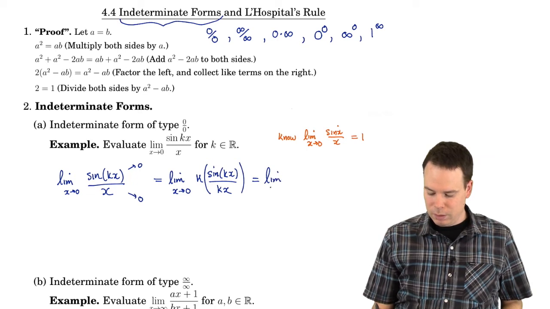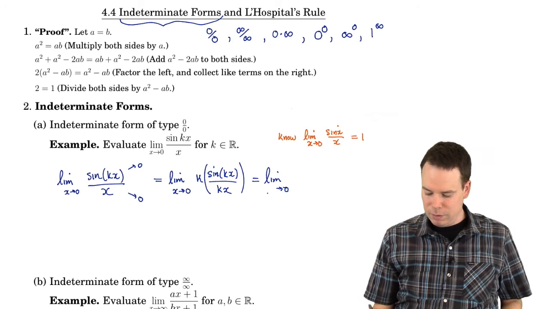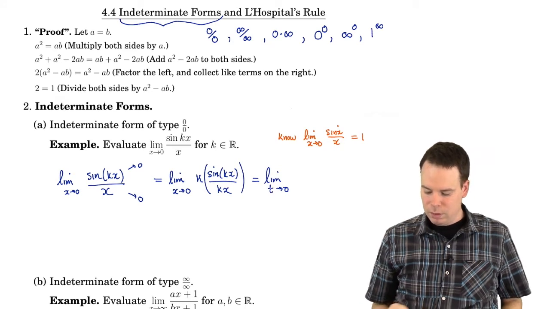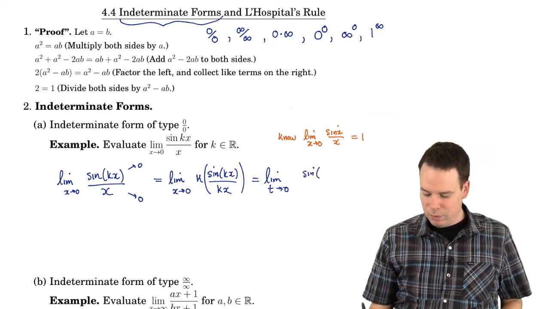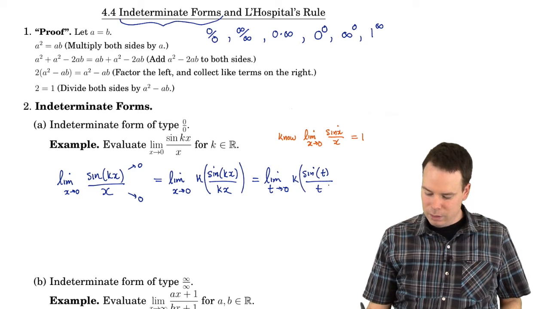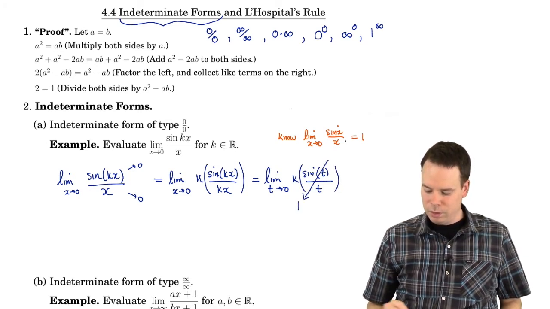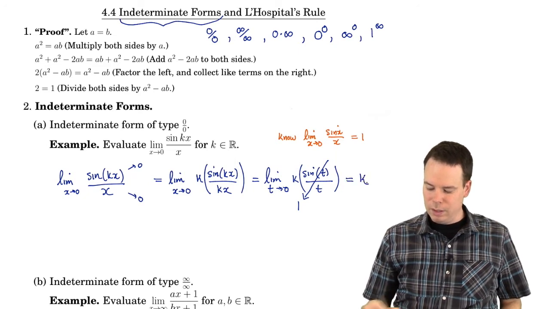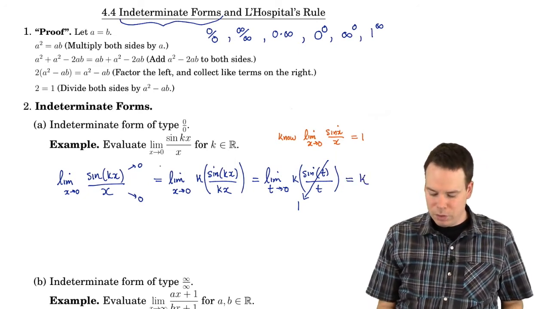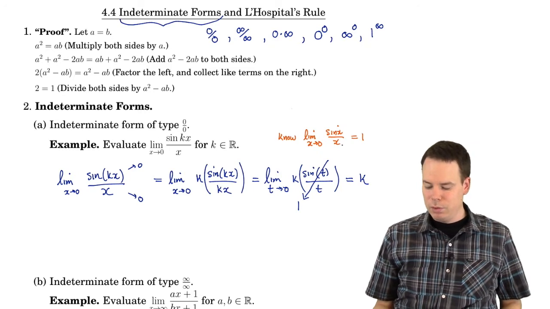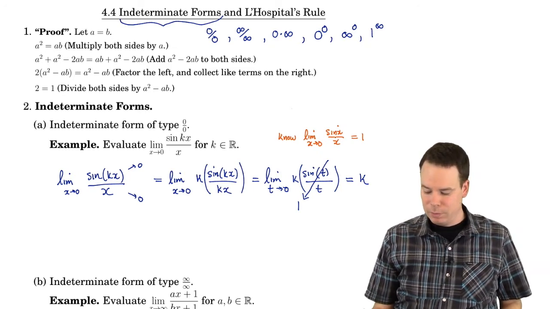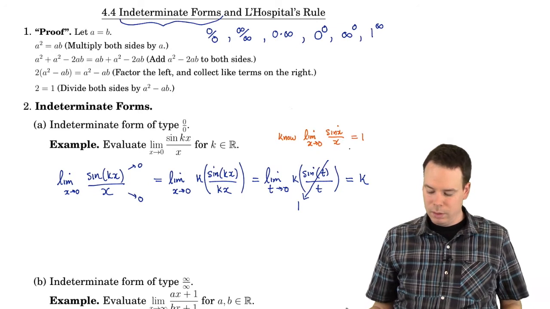So perhaps to make it a little more apparent as to what we're going to do, I'm going to change my limit from x going to 0 to t going to 0, where I've just let k times x be this new variable t. And now at this stage, we see that this goes to 1. That's using our known result. So the limit here is k. Okay, so we've managed to work out the value of this limit by using a previously known result. Limit of x goes to 0 of sine x over x is 1.